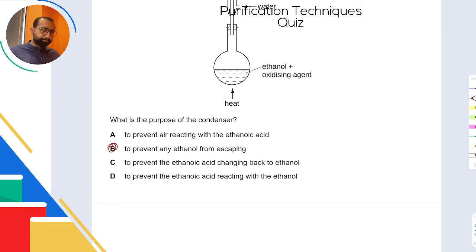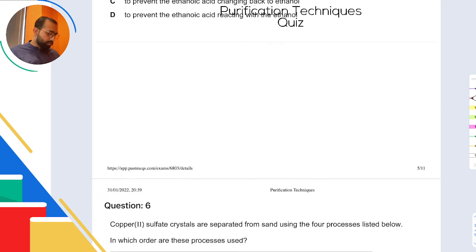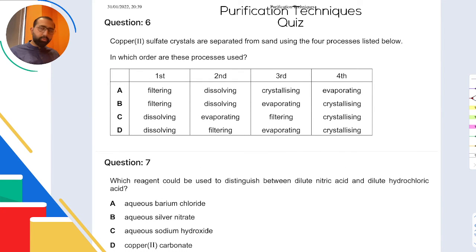That's my answer. All right, moving on. Copper 2 sulfate crystals, you know the color is blue. That is a color you are supposed to know for your IGCSE or O levels. In fact, copper 2 sulfate anhydrous is used to test for water, because if water is present, it will convert from white to blue. Alright, so copper 2 sulfate crystals are separated from sand, sand being insoluble, copper 2 sulfate being soluble, using the 4 processes listed below.